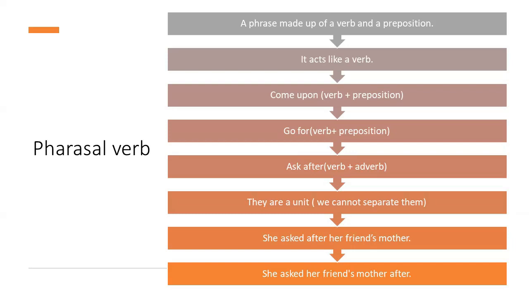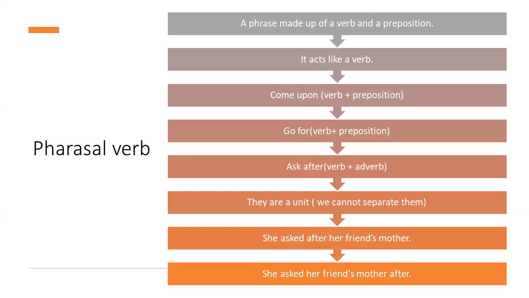In the second sentence, she asked her friend's mother after. This is an incorrect sentence because we have separated the phrasal verb. Asked is at the beginning, after is at the end. This is an incorrect sentence. We must use the phrasal verbs like a unit. We must use them together.